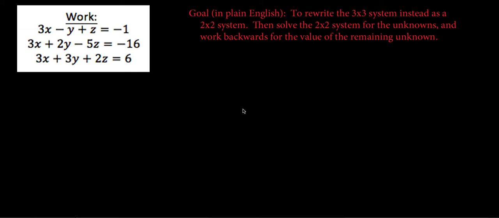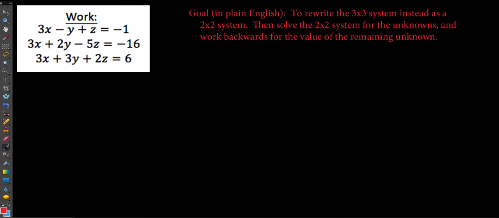Hi guys, in this video we're going to be looking at the systematic approach we take to solving 3x3 systems as opposed to 2x2 systems. And so I'm going to start really with just our goal in terms of solving 3x3 systems and then relate it back to 2x2. So our goal in plain English is really to rewrite the 3x3 system instead as a 2x2 system. And then solve the 2x2 system for its unknowns and work backwards for the value of this remaining third unknown, since we had three variables in the original system.